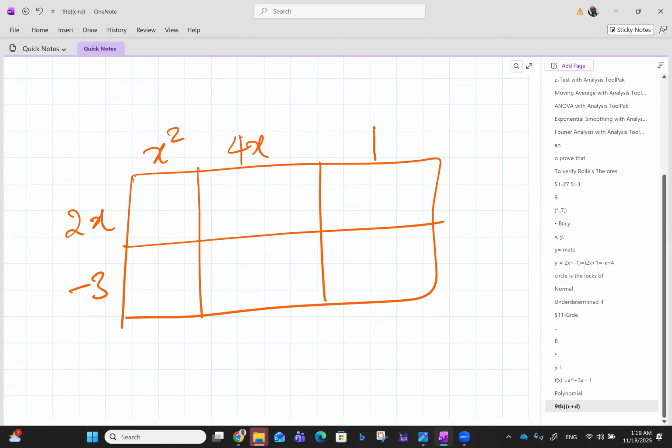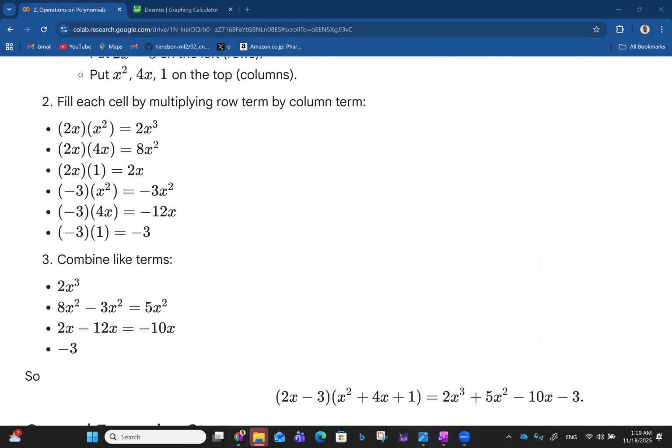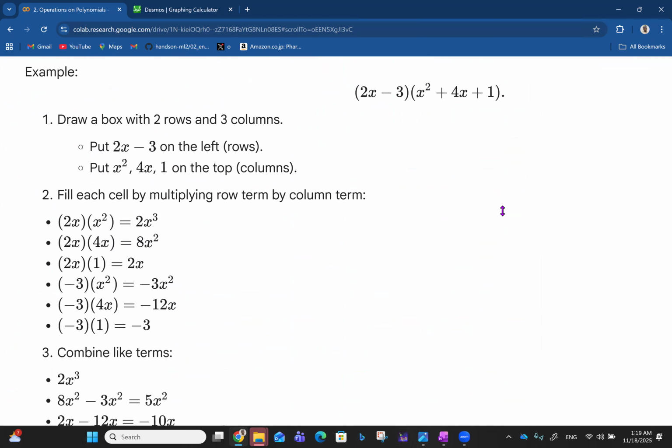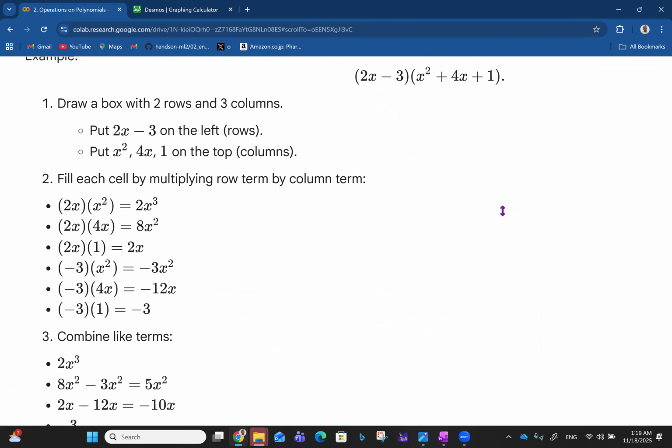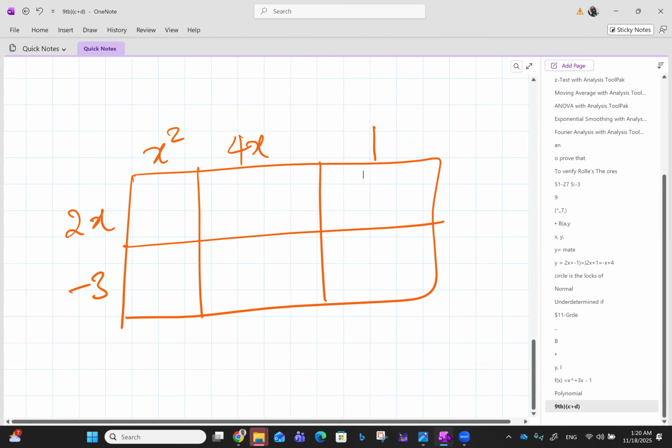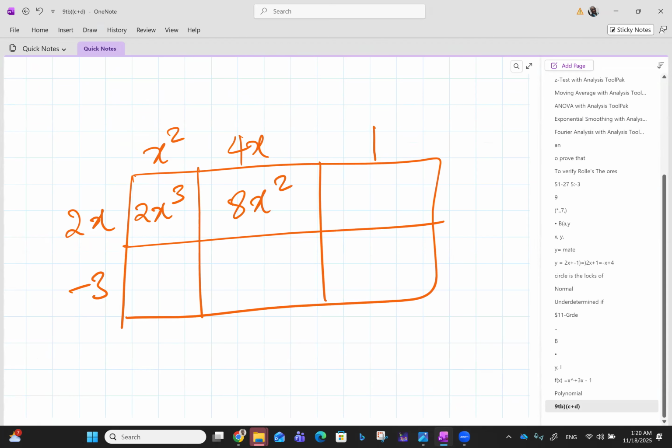The reason this is useful is you can easily get confused in the other case, but here you can see everything clearly the way it is. Let me be sure I got my signs right. I have a feeling I might have messed up a sign. Oh, yeah, I think I'm good. So once you do that for the box method, 2x times x squared is 2x cubed. 2x times 4x is 8x squared, right?